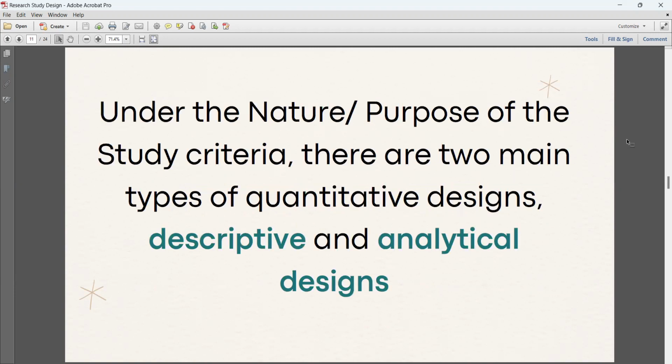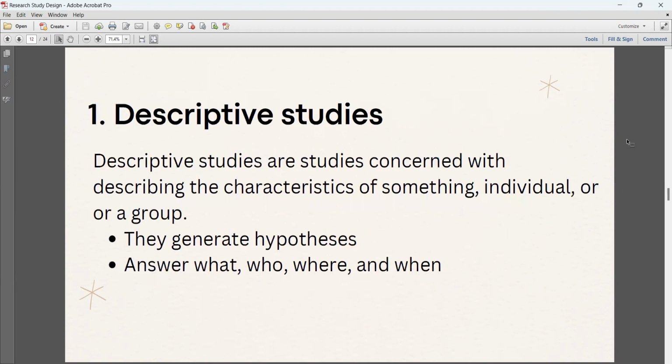So we have what we call the nature or purpose of the study criteria. There are two main designs under this criteria and under the quantitative design: descriptive and analytical studies. So let's go to the first study design, called the descriptive study.